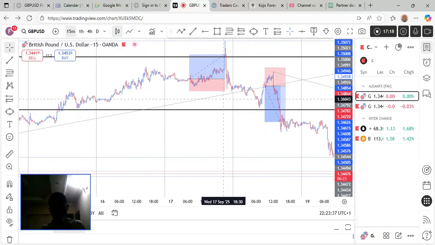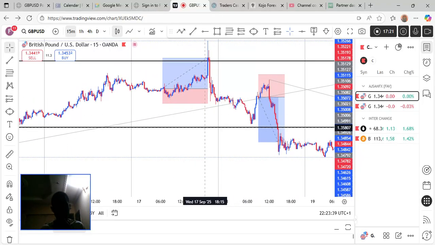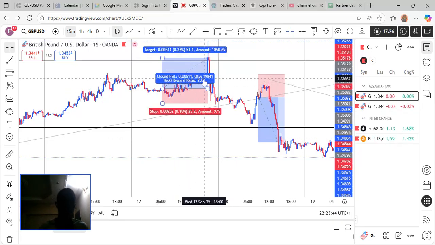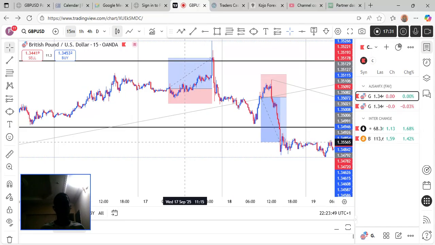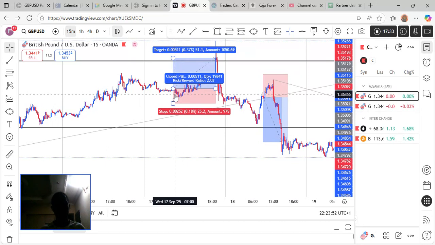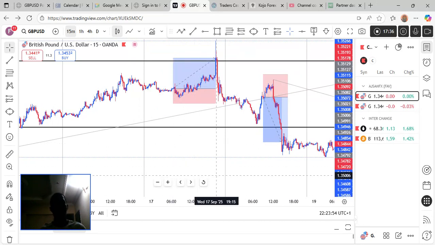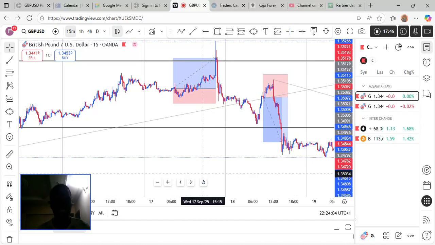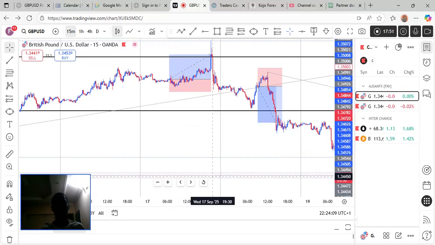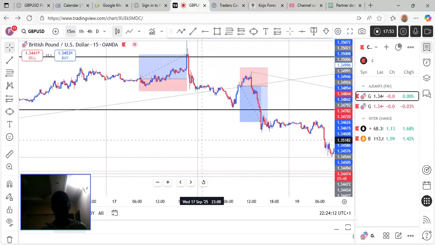So this was, I think, NFP. Is it NFP or Fed rate cut? I don't know which one it is. Yeah, Fed rate cut on Wednesday, 17th of September 2025, which we took the trade around 7 a.m. in the morning and we took profits around 7. Yeah, I think the Fed rate cut was really 7 p.m. Yeah, 7 to 7, and we smashed it.